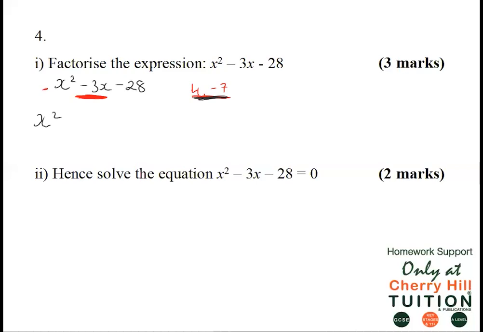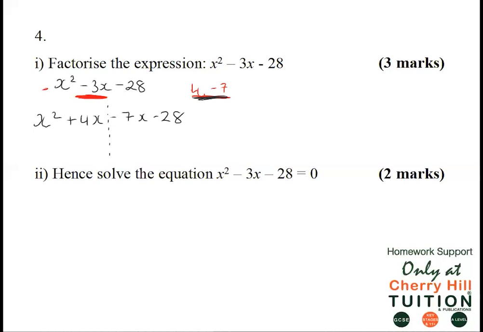So we get plus 4x minus 7x minus 28. Okay? So again, 4x minus 7x is the same thing as minus 3x. So we have not changed anything, we have just changed the way that this equation looks. Now we need to separate these and factorize separately.